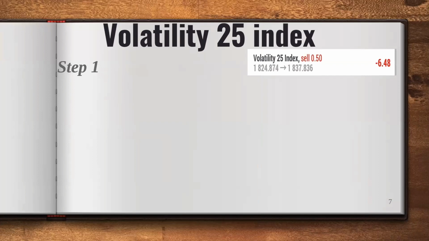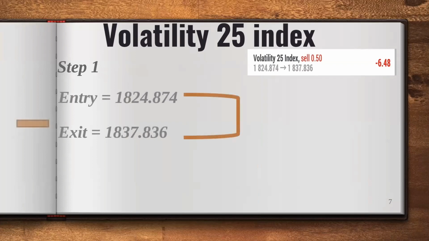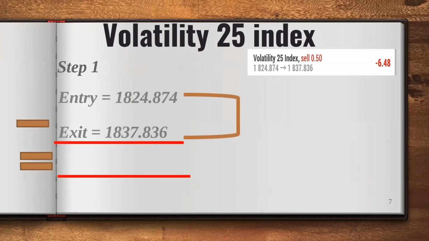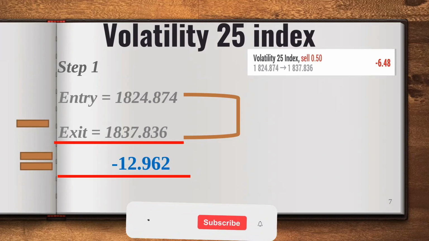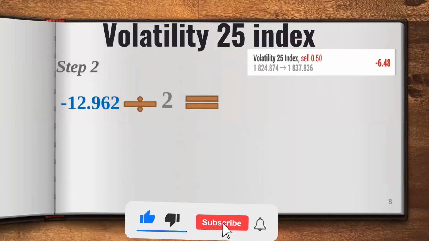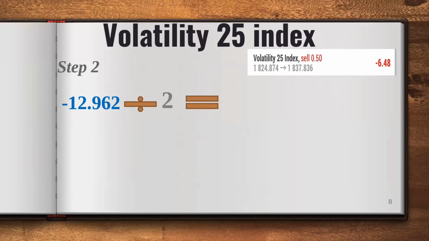The steps to calculate risk on Volatility 25 index are: first, you will take the entry and then minus the exit point. For this case, it will be 1824.874 minus 1837.836. And if you minus using a calculator, you will get negative 12.962. Secondly, you take the answer above, then you divide it by 2. So that will be negative 12.962 divided by 2.